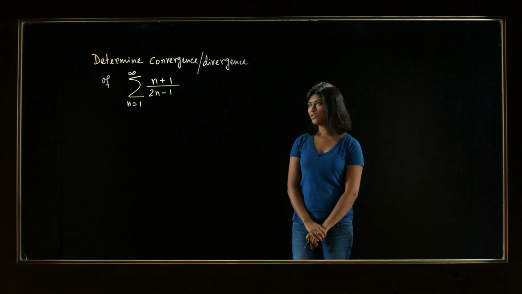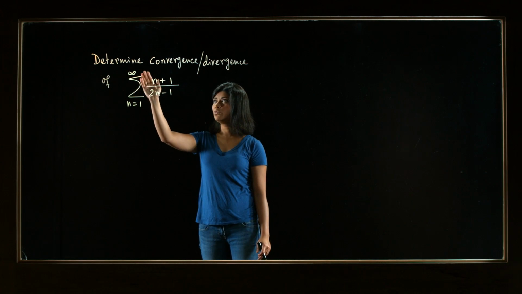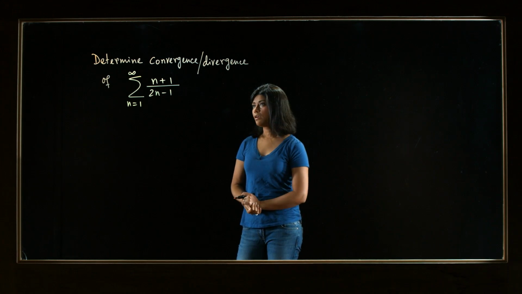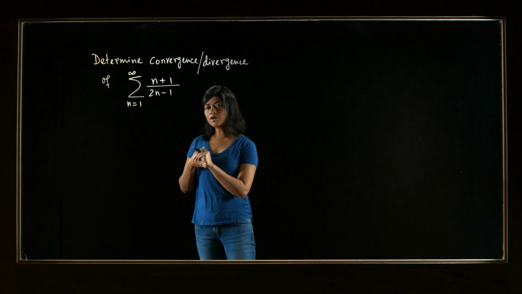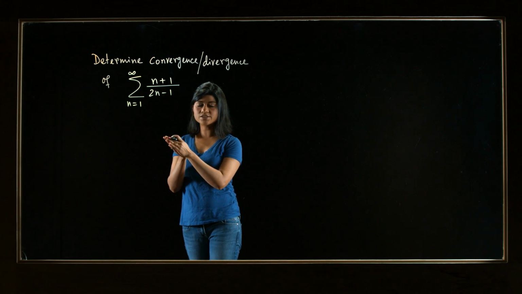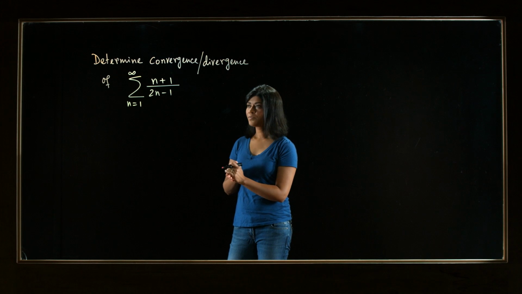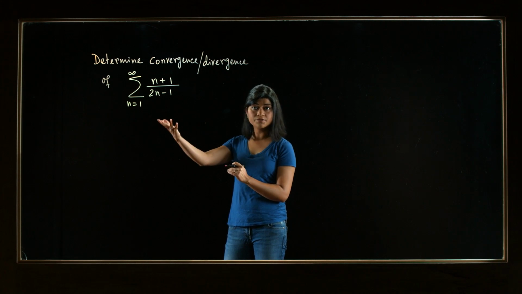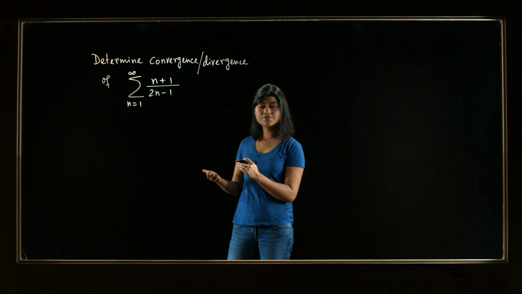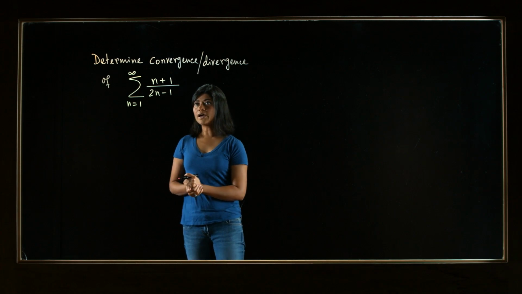In this problem, we are given this particular infinite series. We have to determine if it converges or diverges. Recall what we have learned so far. What type of series did we see? Well, we have seen geometric series, and we know that there's a test of convergence and divergence for geometric series. And we have seen the nth term test. Those are the two tests so far.